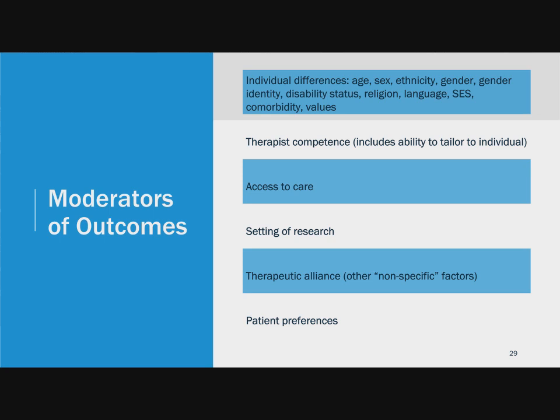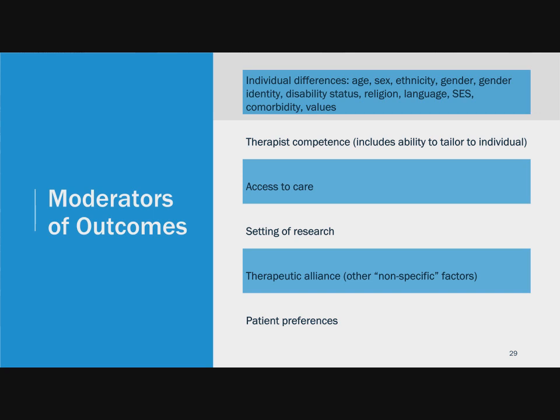In other words, the literature does not give us the ability to say that while this particular treatment in general is effective, is it more or less effective as a function of someone's sex or ethnicity or gender identity. Another area that we considered was therapist competency. For example, this would include the ability to tailor a particular intervention to a given individual. Also, a moderator of outcome might be access to care, the actual setting of the research, whether it was a well-controlled situation like a university hospital or a psychiatry clinic, or a private practice.